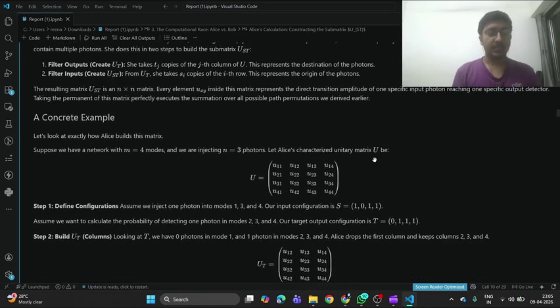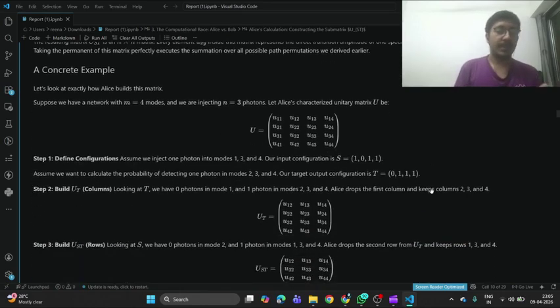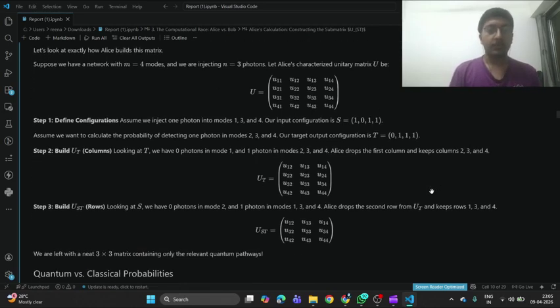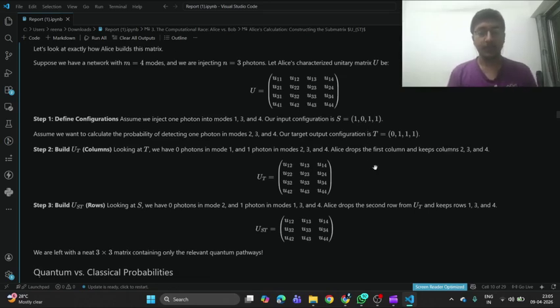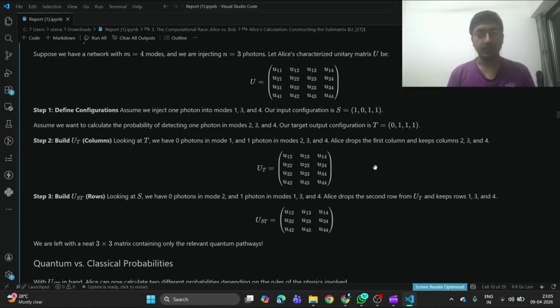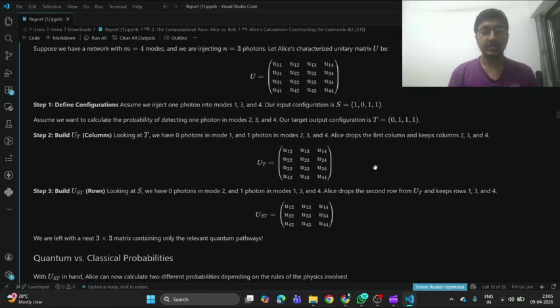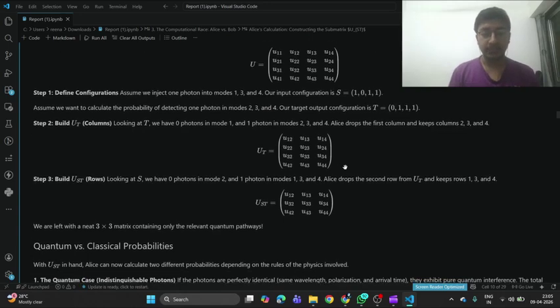Now let's understand this by a concrete example. Say we have a total of 4 input modes as well as 4 output modes, that is m equals 4, and we are injecting 3 photons into the system. For the particular scattering event, we have taken the input configuration to be 1011 and the output configuration to be 0111. Now let's construct UT by looking at the first mode of the output, which is 0. That means we'll only consider the rest of the 3 columns of the matrix U. This gives us the matrix UT.